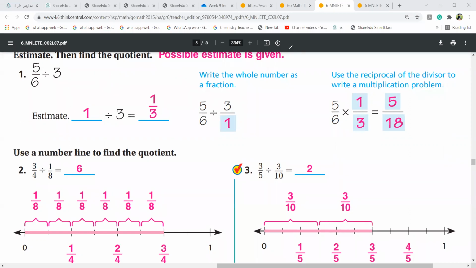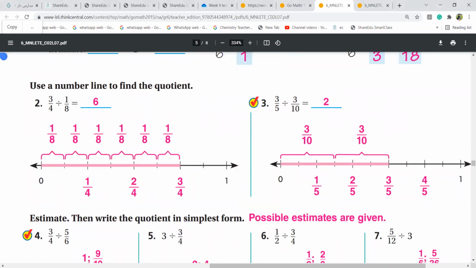Miss, should we write the number line? Wait a minute, I will explain. Yes, you will do it because I want you to do it, but it's not there in the quizzes.